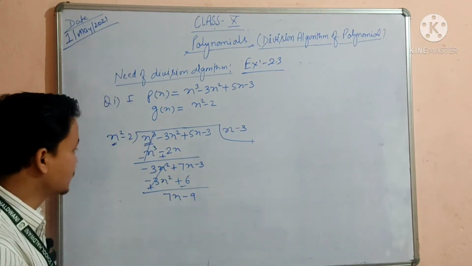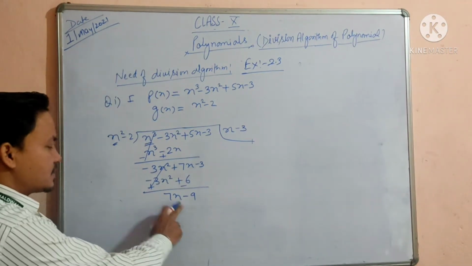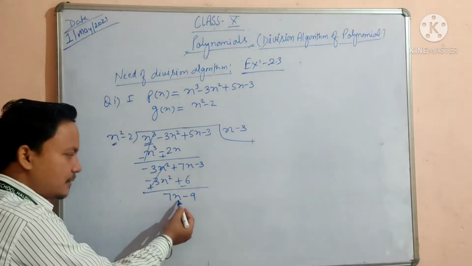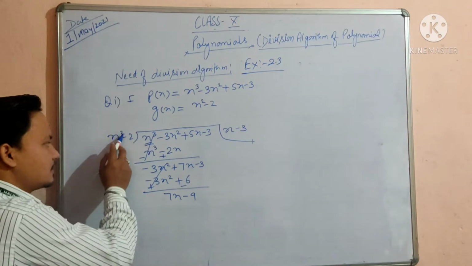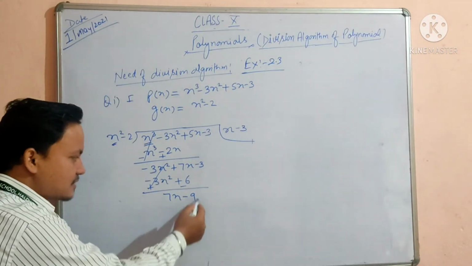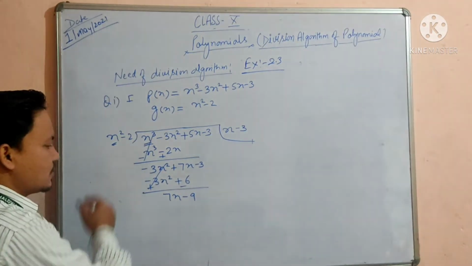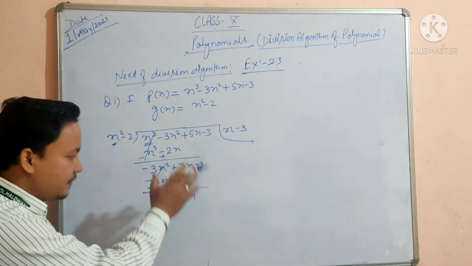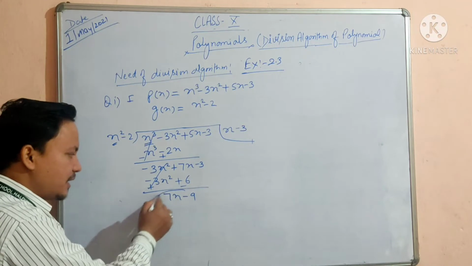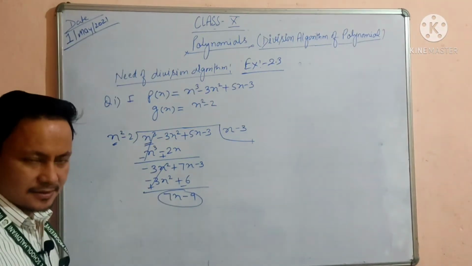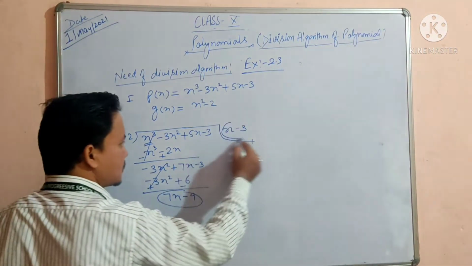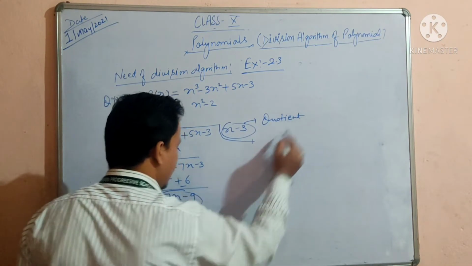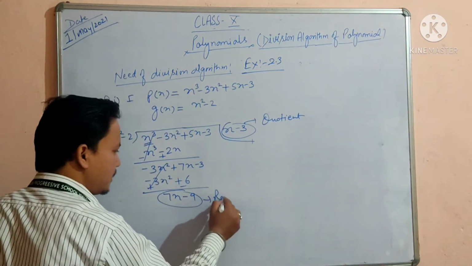Okay. Now see student, this amount is less than this. Why? Because here the degree of this variable is 1 and here the degree of this variable is 2. So 7x minus 9 is less than x square minus 2. So we cannot continue this process from here. So we will stop here because our remainder is less than our divisor. So this is our quotient and this will be our remainder.